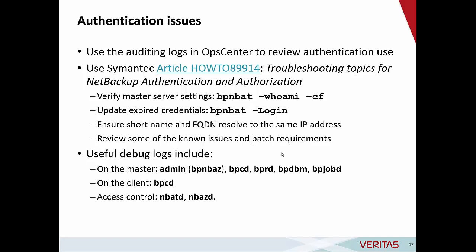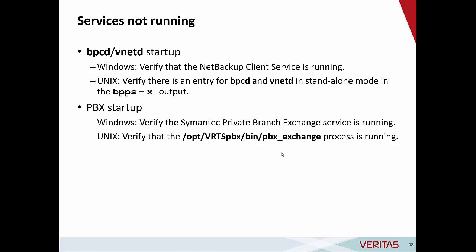Also, make sure short name and FQDN resolve to the same IP address. Always a good idea, but particularly sensitive to that when we're using NBAC. And they also show you here in the slide some debug logs, which are particularly helpful when troubleshooting authentication issues, as well as pointing you towards a very useful tech note, How to 89914, which is troubleshooting topics for authentication and authorization. Last thought here in terms of NetBackup troubleshooting, make sure the appropriate services are running.